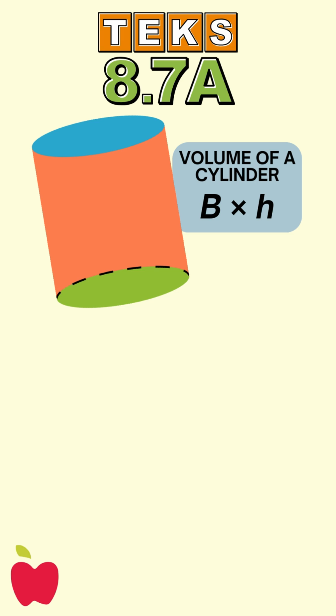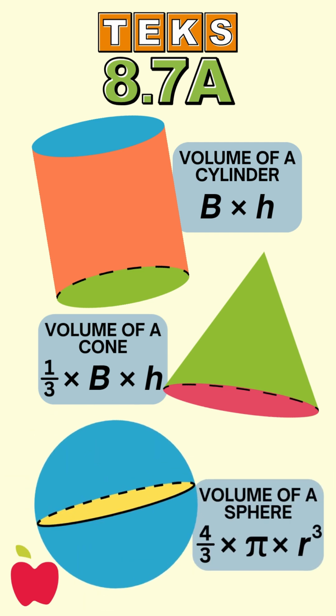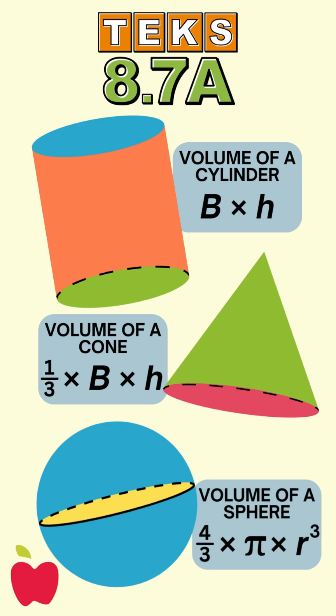To recap, for a cylinder, the formula is capital B times h, or pi times the radius squared, times the height. For a cone, it's 1/3 times capital B times h, or 1/3 times pi times the radius squared, times the height. And for a sphere, it's 4/3 times pi times the radius cubed.